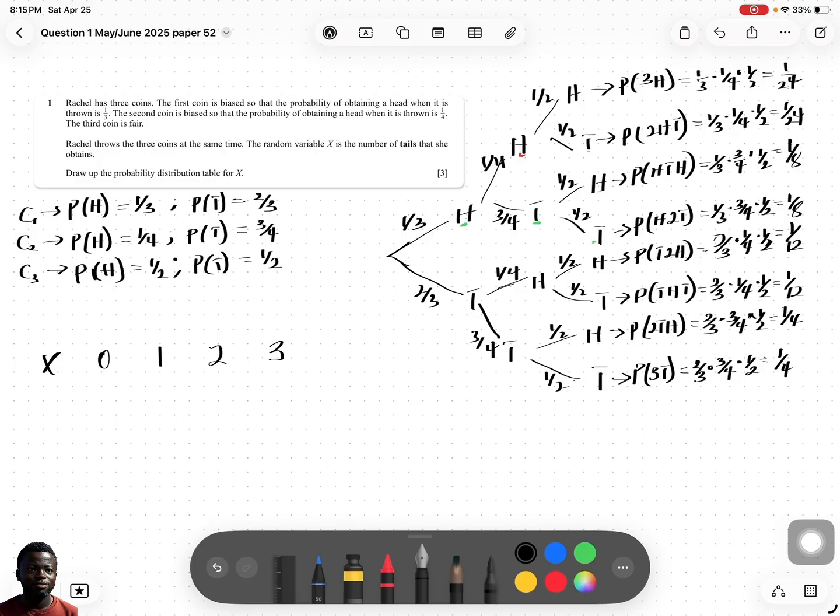We are now going to calculate the corresponding probabilities for these x values. So this is the beginning of our table. Let me draw the lines to this and that.